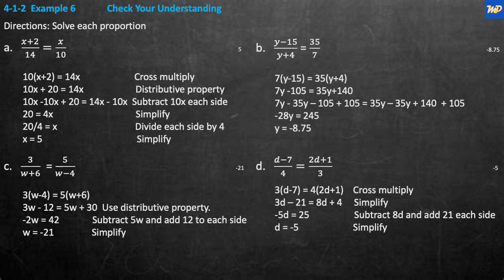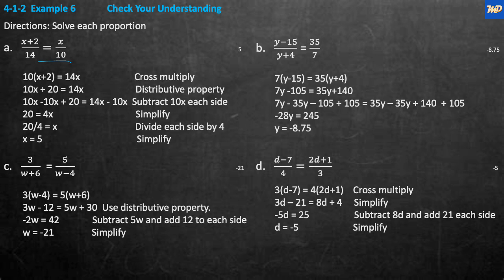Okay, going to finish up with example 6 now that you've returned. So problem A says the quantity x plus 2 is to 14 as x is to 10. Well, I'm not going to rewrite the equation because, as you see, the slide's full. There are 4 problems and I don't have a lot of room. So let's just pretend this is me rewriting the equation right here, okay?